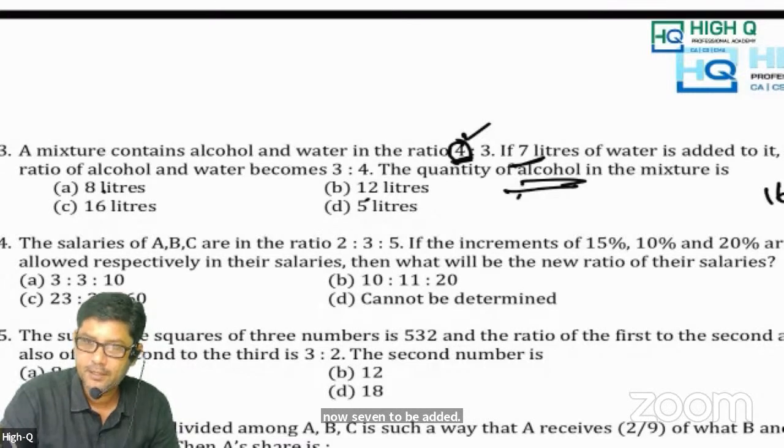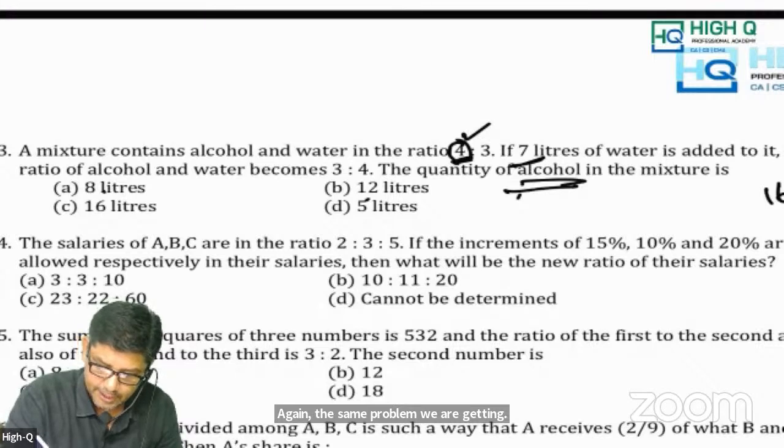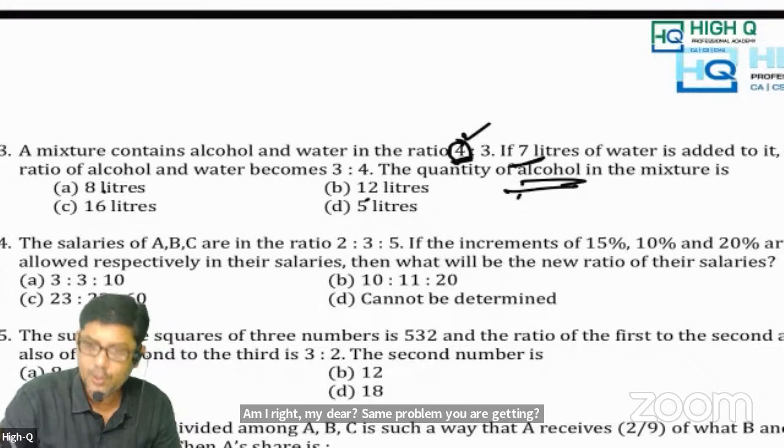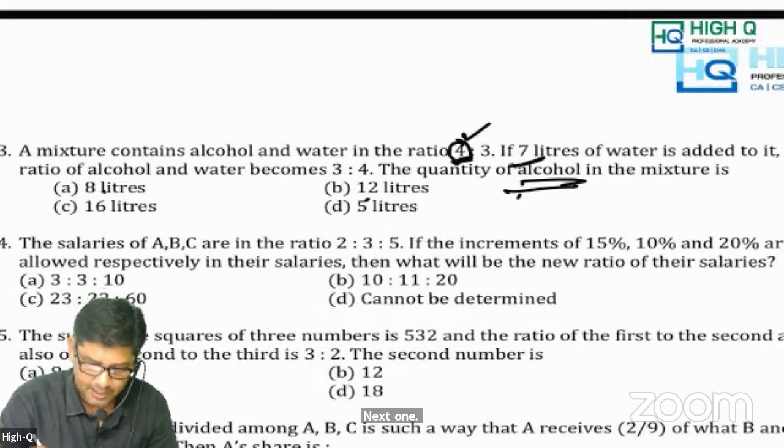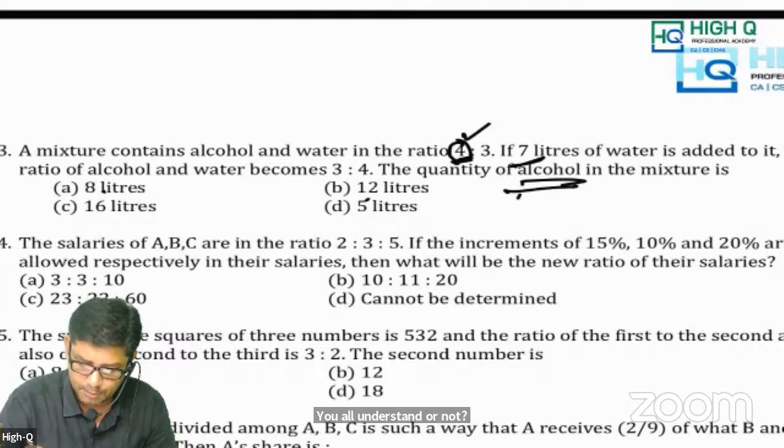Am I right, my dear? Same problem we are getting. Next one. You all understand or not? 5 liters not possible. I think one of the options is correct. Which option? I missed something.